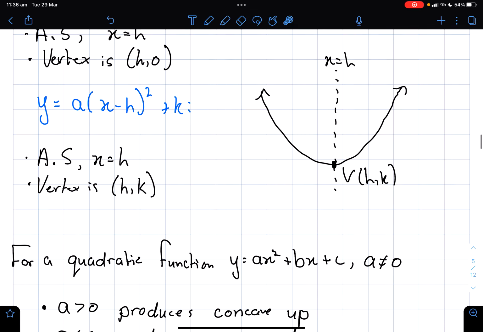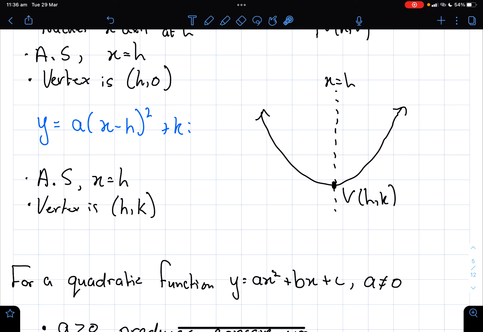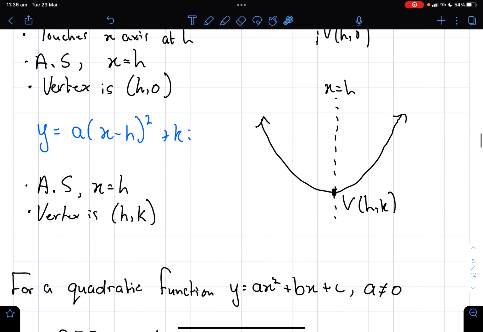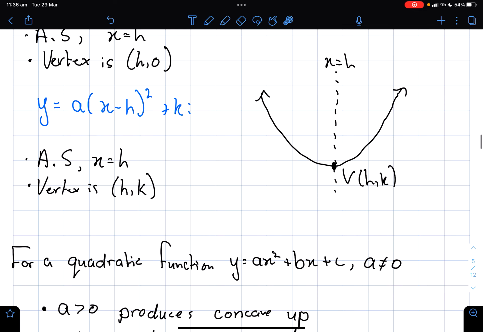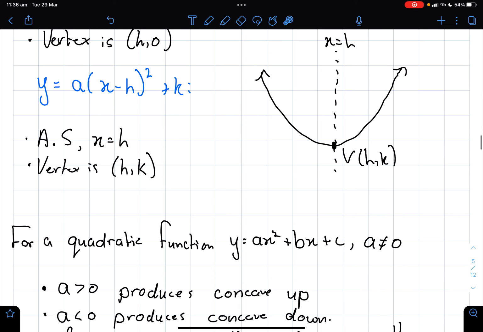For a quadratic function in general form, so y equals ax squared plus bx plus c, where a cannot equal 0, if a is greater than 0, then we get our concave up, which is our shape that looks like this. If a is negative or less than 0, it produces the concave down. So if a question asks you what effect a has on a function or the shape, then you're looking at what sign the coefficient a is. If it's positive, concave up. If it's negative, concave down.